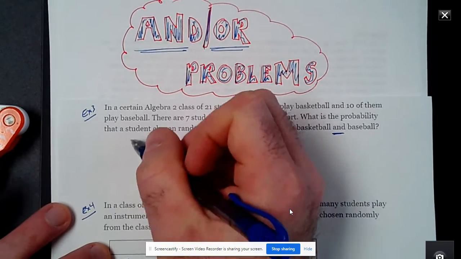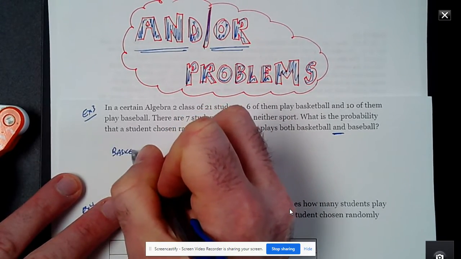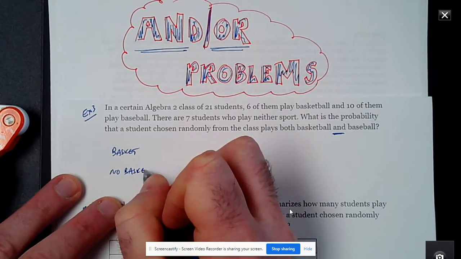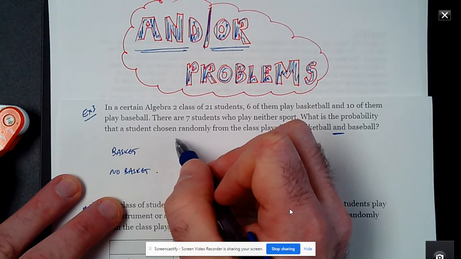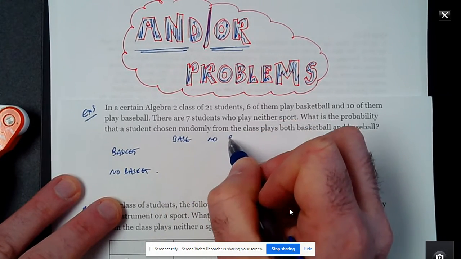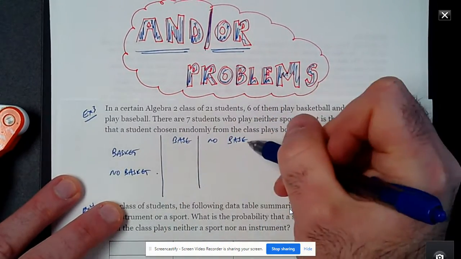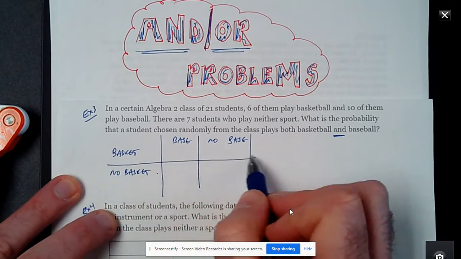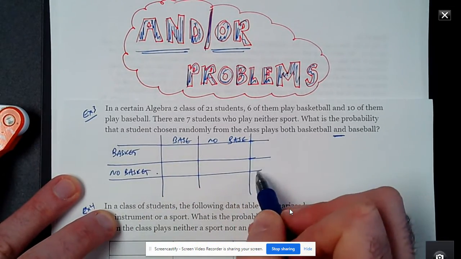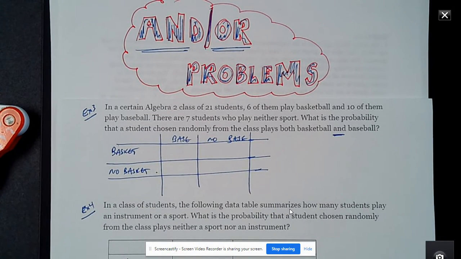So let's do that. We're going to have the people that play basketball, and the people that don't play basketball. Then we're also going to have the people that play baseball, and the people who don't play baseball. I'm going to create a table. This is called a two-way table of all my information. I extended it here because on the bottom, these are going to be our totals.